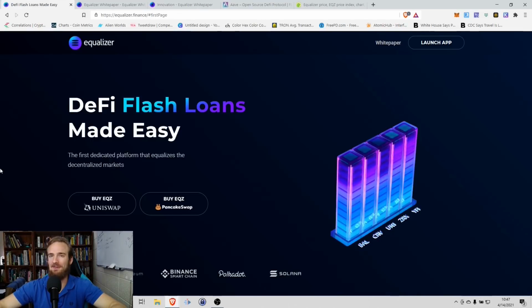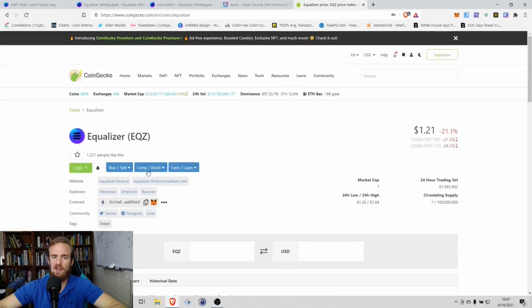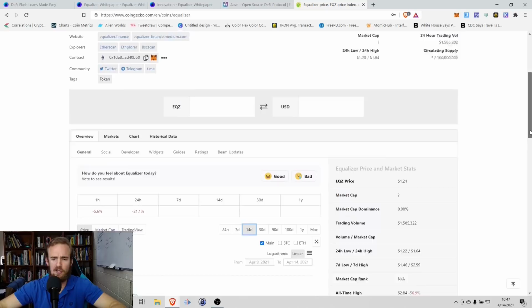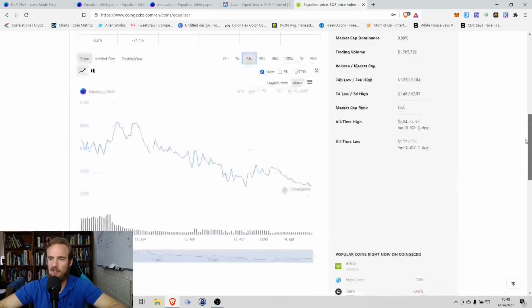So with that being said, one thing I always like talking about, and I have to be clear that it is not financial advice at all, but one thing I do like talking about is tokenomics and the roadmap. So I want to start off with the tokenomics here. And what we've got is the EQZ token on CoinGecko. Also, Equalizer currently trading at a price of about $1.21. So you can look a little bit at the price history over the past 24 hours, 7 days, 14 days, currently sitting at a trading volume of about 1.6, we'll round and call that $1.6 million.